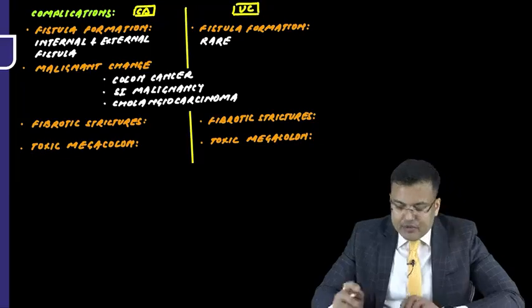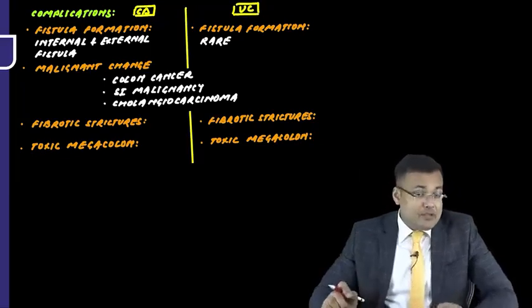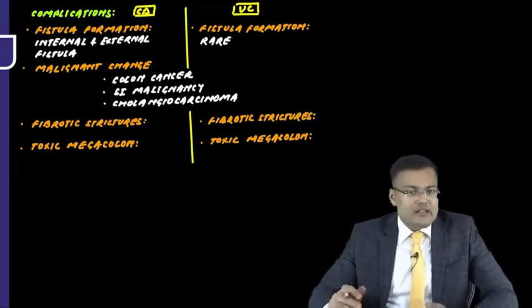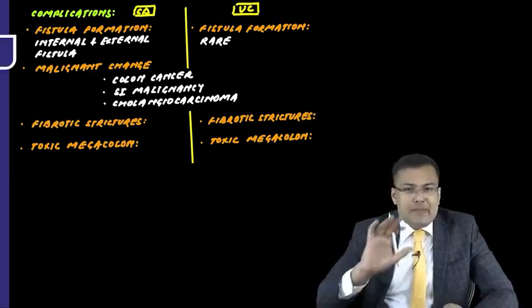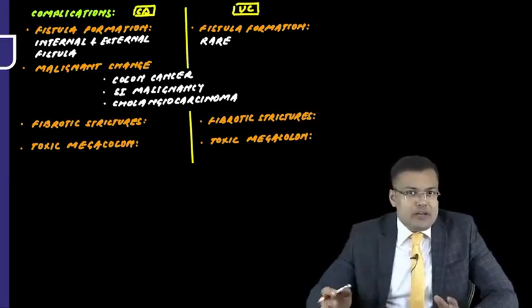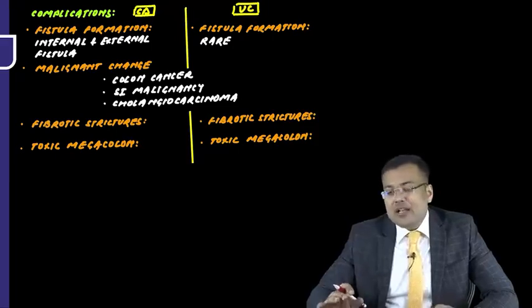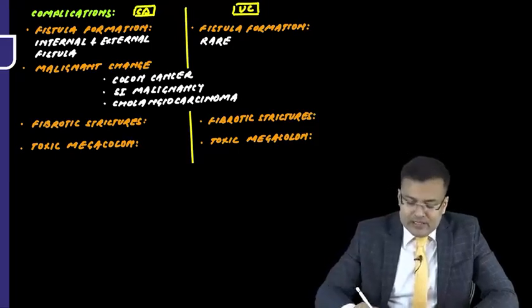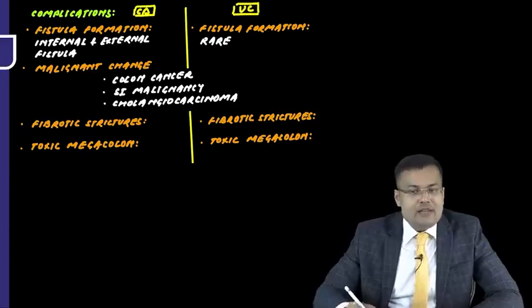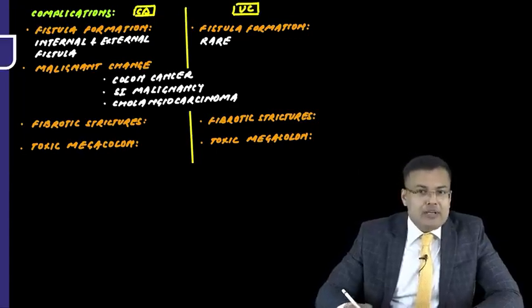So another important point, fistula. Fistula, whether it is internal or external, is more common in Crohn's disease. Perineal involvement is more common in Crohn's disease. But fistula is rare in ulcerative colitis. So you can see here both external as well as internal fistula. It is common in Crohn's disease.